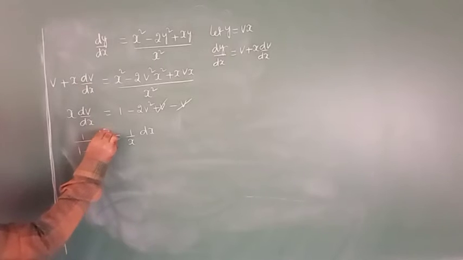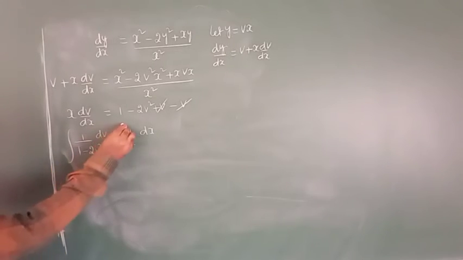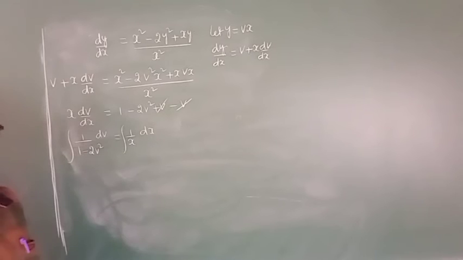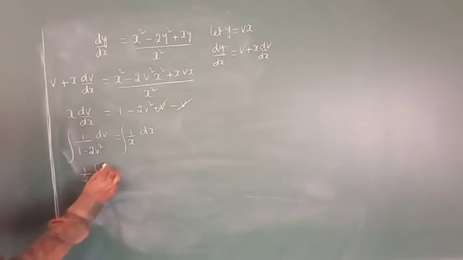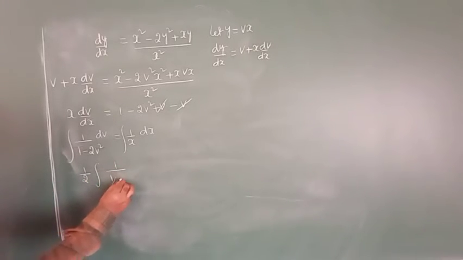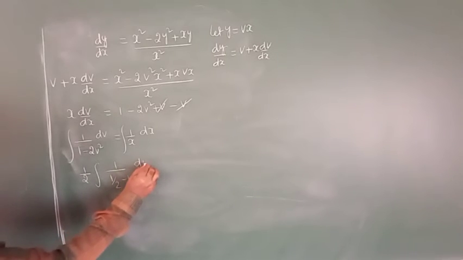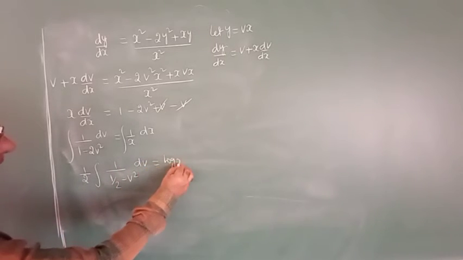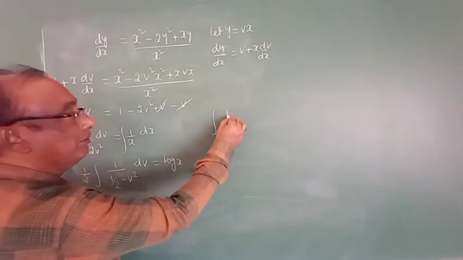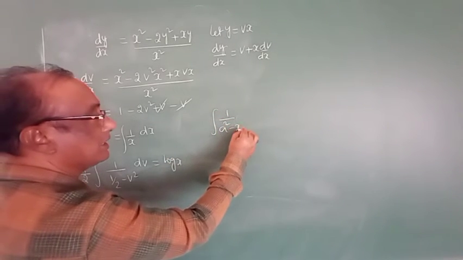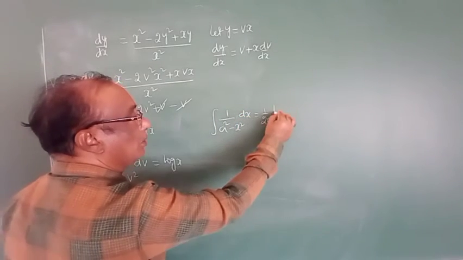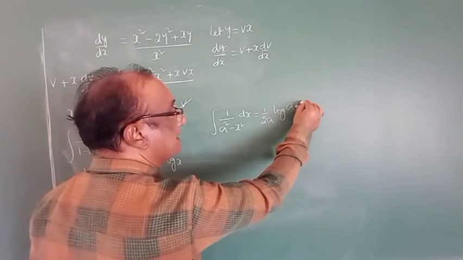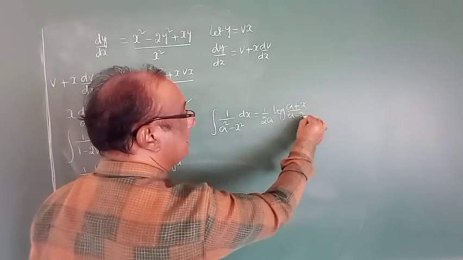Here is the dv. So exact derivatives came, integration is applied. Take 2 common, 1 by 2 outside. 1 by 2 minus v square into dv is equal to log x. The integral of 1 by a square minus x square into dx is equal to 1 by 2a into log of a plus x by a minus x, that is the formula.